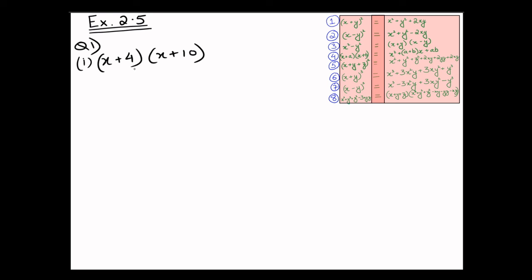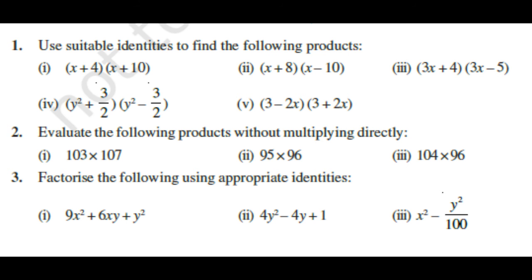Now, the first part is x plus 4 multiplied by x plus 10. This product looks very similar to property number 4 over here, x plus a into x plus b, which gives x square plus a plus b into x plus ab. So when we use it in our question, a is equal to 4 and b is equal to 10. So we can expand this as x square plus 4 plus 10 into x plus a into b, 4 into 10, which is 40. This gives us x square plus 14x plus 40. And that's the expansion.